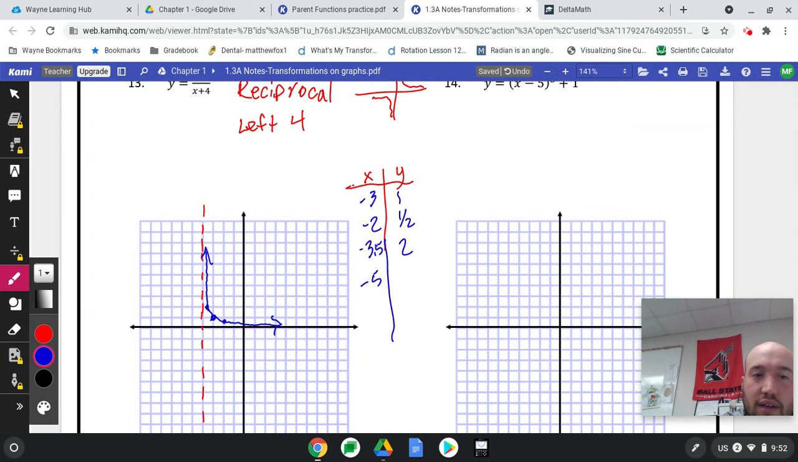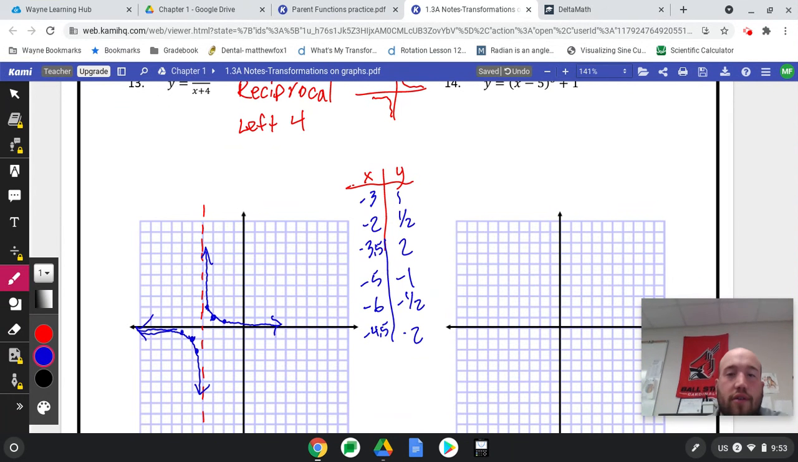then it's going to be 1 over -1, so that's -1. -6 gives us -1/2. Likewise, -4.5 will give us -2 right here. Once again, it gets closer and closer and closer. And we are done.